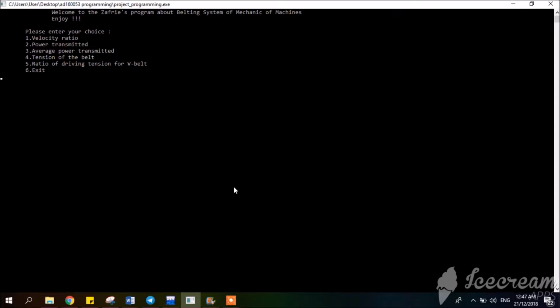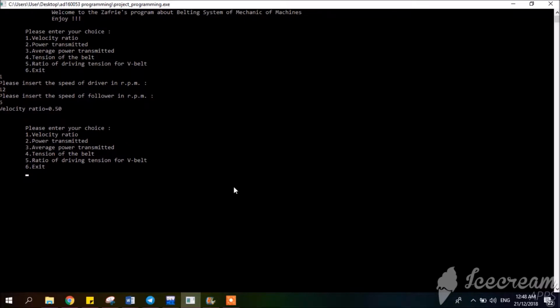So the first function is velocity ratio. If the user wants to calculate velocity ratio, the user can input choice 1 and enter. The user needs to insert the speed of the driver in RPM. For example, I put 12 RPM. Insert the speed of the follower in RPM. I put 6, and we get a velocity ratio of 0.5.